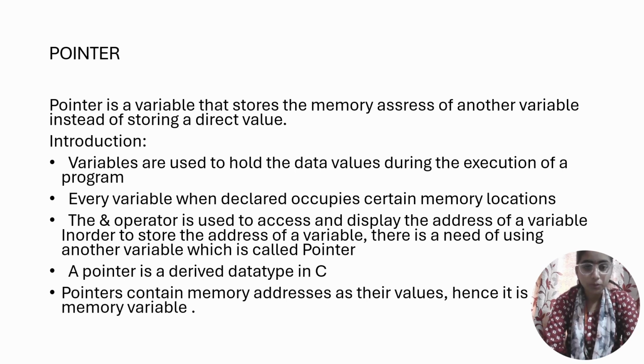Introduction of a pointer. Variables are used to hold data values during the execution of a program. Every variable, when declared, occupies certain memory locations. The address of operator is used to access and display the address of a variable. In order to store the address of a variable, there is a need of using another variable, which is called a pointer. A pointer is a derived data type in C language. Pointers contain memory addresses as their values, hence it is called a memory variable.